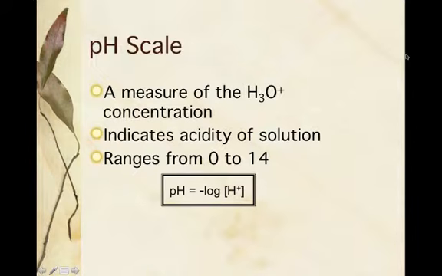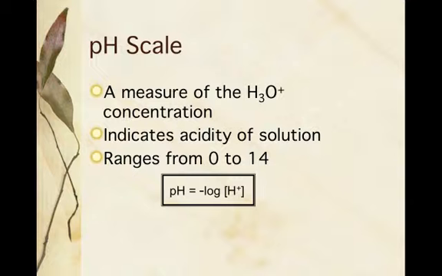Okay, pH scale. I'm sure you're fairly familiar. Did you talk about the pH scale in physical science? Definitely. Okay, so it's a measure of the hydronium concentration, and it indicates the acidity of a solution. And it ranges normally from 0 to 14. Now we will see some where you can go above 14, but you will be able to see a few like that.